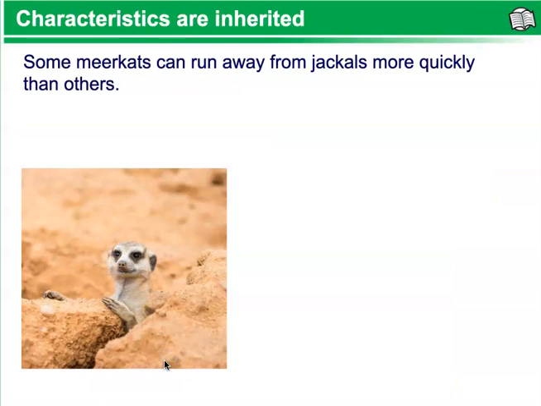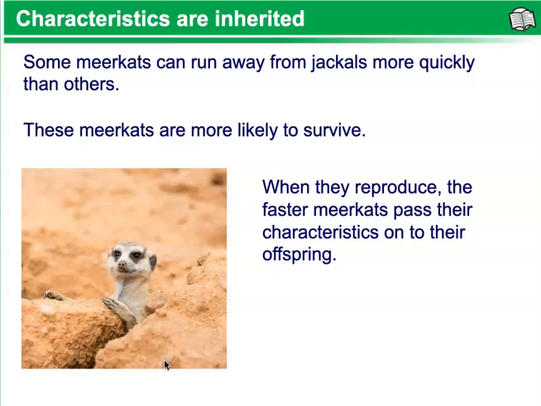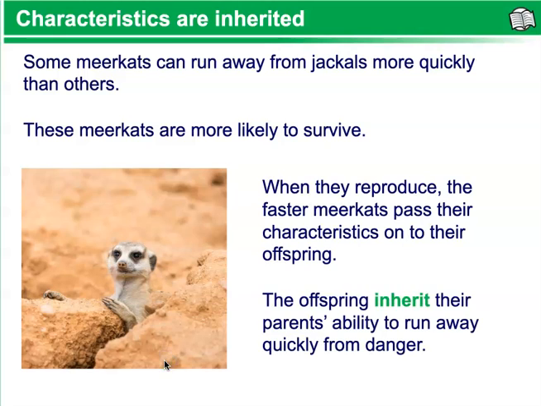Characteristics are inherited. Some meerkats can run away from jackals more quickly than others. If you are able to run away quicker, you have a greater probability of surviving. Then, when reproduction takes place, the faster meerkats are more likely to pass on those genes that allowed them to survive to their offspring. So the offspring end up inheriting the parent's ability to run away quickly from danger.